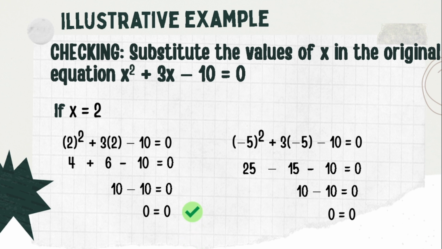Another, if x is equal to negative 5. Negative 5 squared plus 3 times negative 5 minus 10 is equal to 0. Negative 5 squared is positive 25. 3 times negative 5 is equal to negative 15. So, simplifying it, 25 minus 15 minus 10 gives you 10 minus 10, which is 0, is equal to 0.